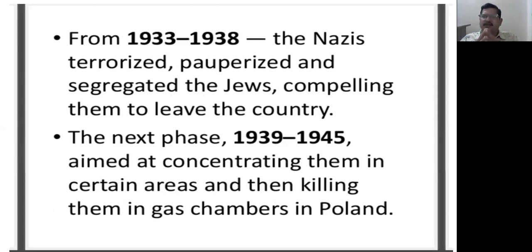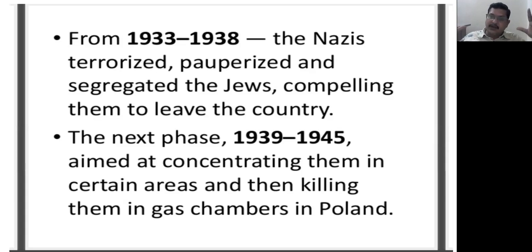They forced the Jews to leave the country or face punishment. The next phase, 1939 to 45, aimed at concentrating them in certain areas and then killing them in gas chambers in Poland.